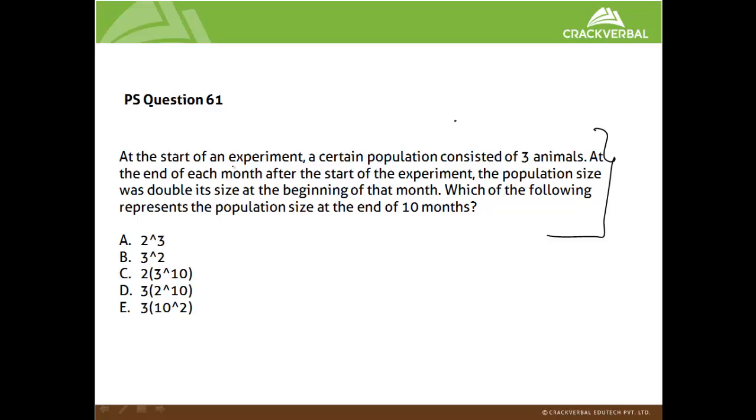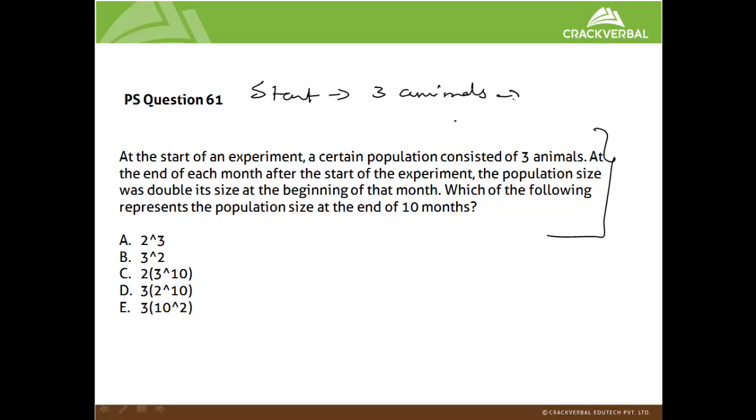At the start of an experiment, a certain population consisted of 3 animals. So at the start of some experiment, there are 3 animals initially. Now the next line says, at the end of each month after the start of the experiment, the population size was double its size at the beginning of that month.